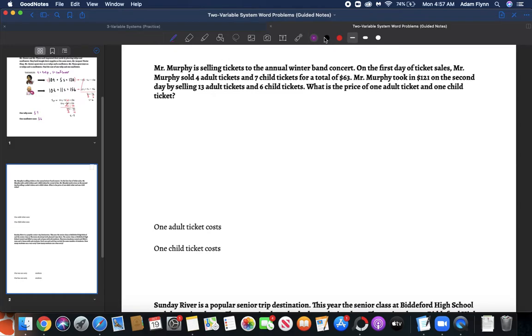So the first thing that we're going to do is define what our variables are. Okay, so we've got adult tickets and we've got child tickets. How about we say A is going to represent our adult ticket. And it makes sense that C would be our child ticket.